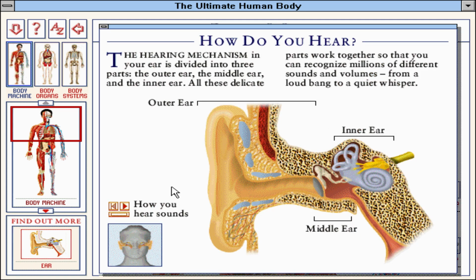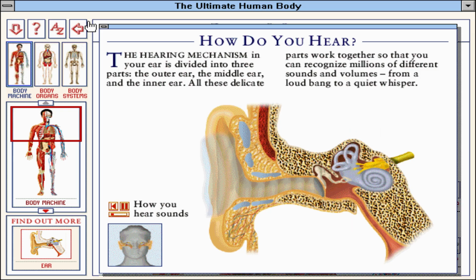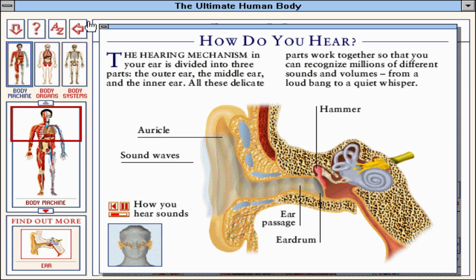How do you hear? When you hear sounds, all the delicate mechanisms in your outer, middle, and inner ear are working together. The auricle collects sound waves and funnels them down the ear passage. The sound waves hit the eardrum, causing it to vibrate. The vibrations are transmitted to the 3 small bones in the middle ear, the hammer, the anvil, and the stirrup.